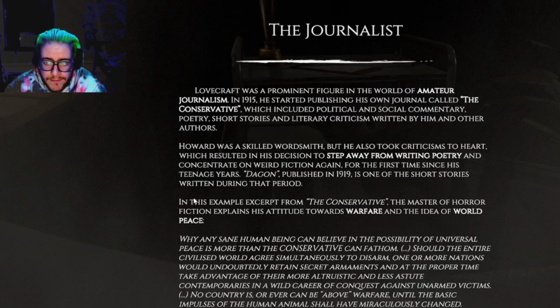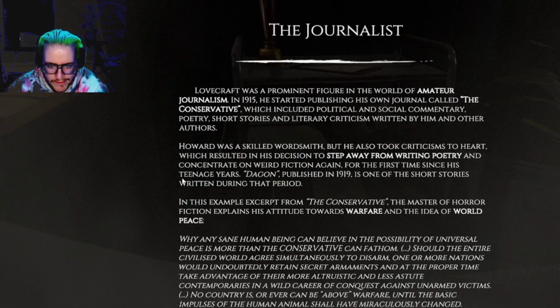Like most of Stephen King's and Junji Ito's stuff is based on, not based on, but taken inspiration from the cosmic horror that Lovecraft kind of started. You can argue that maybe Mary Shelley did it with Frankenstein, but I don't know if that's much cosmic horror.